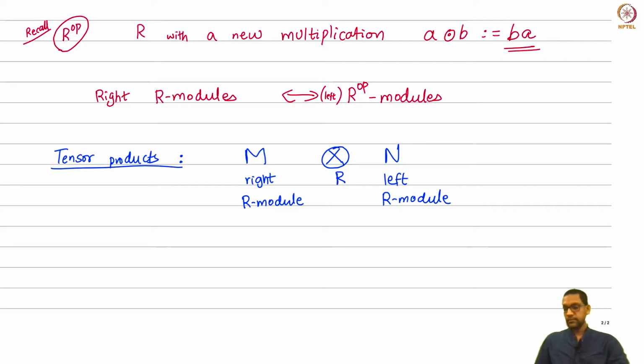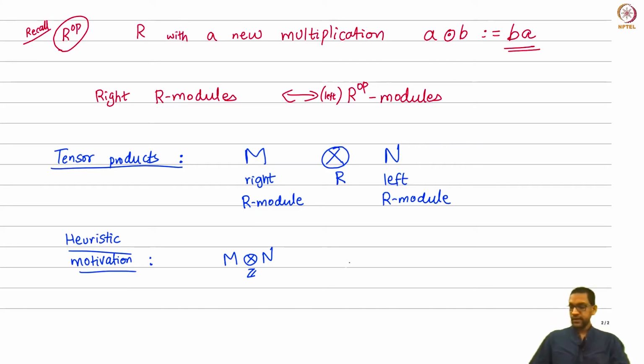Now just to give you some heuristic motivation for why one would need this combination, a right module and a left module, in this order: the first component M must be a right module, the second one must be a left module. Here is a little bit of heuristics for why we need this. Recall that when we talked about tensor products for Z modules, imagine for the moment M and N are only Z modules and we defined that tensor product.